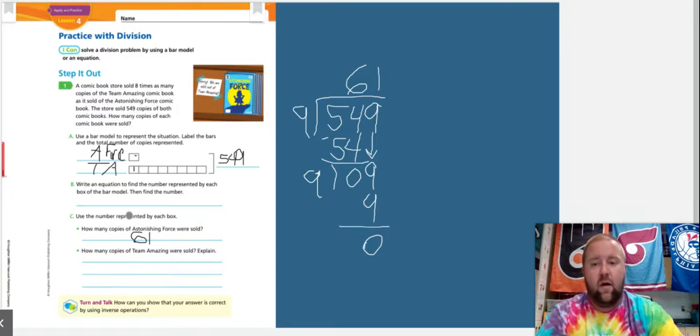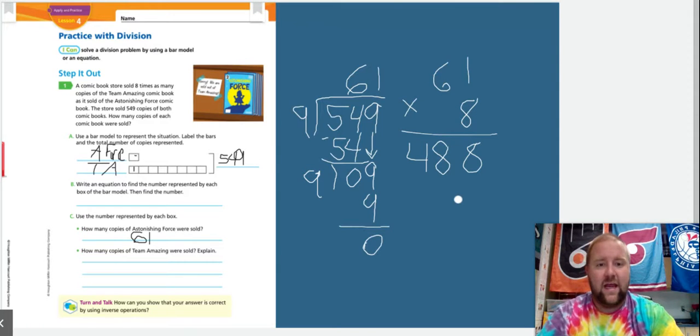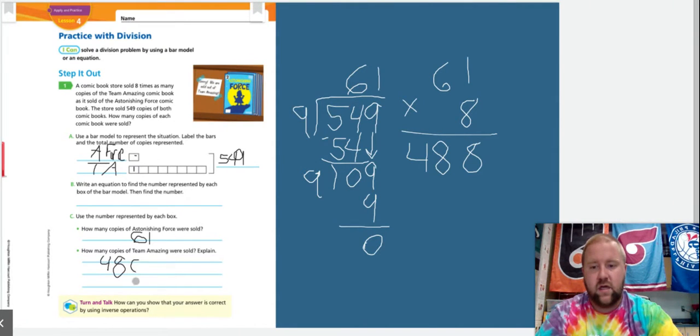Now we need to figure out, how are we going to find out the Team Amazing amount? Well, there were 8 of these, and each of these is worth 61. So we say 61 times 8 is going to give us our answer for this one. 8 times 1 is 8. 8 times 6 is 48. So the answer would be 488. So we now know that there were 61 of the Astonishing Force sold, and that there were 488 of the Team Amazing sold.